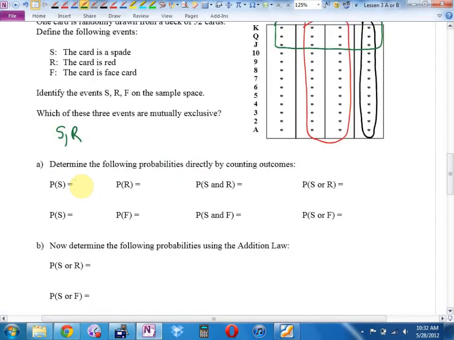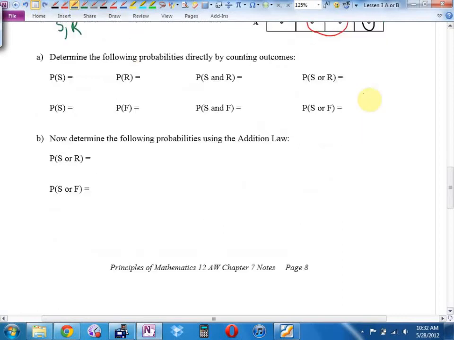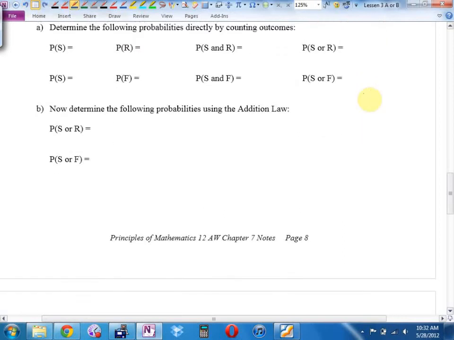Now, it says, determine the following probabilities directly by counting outcomes. I'm going to show you that although the Venn diagram is nice, for most of these, if you're reasonably familiar with a deck of cards, you don't need the picture in front of you. So S was spades. How many spades are there in the deck? How many did I circle? I know that there's 13 out of 52.